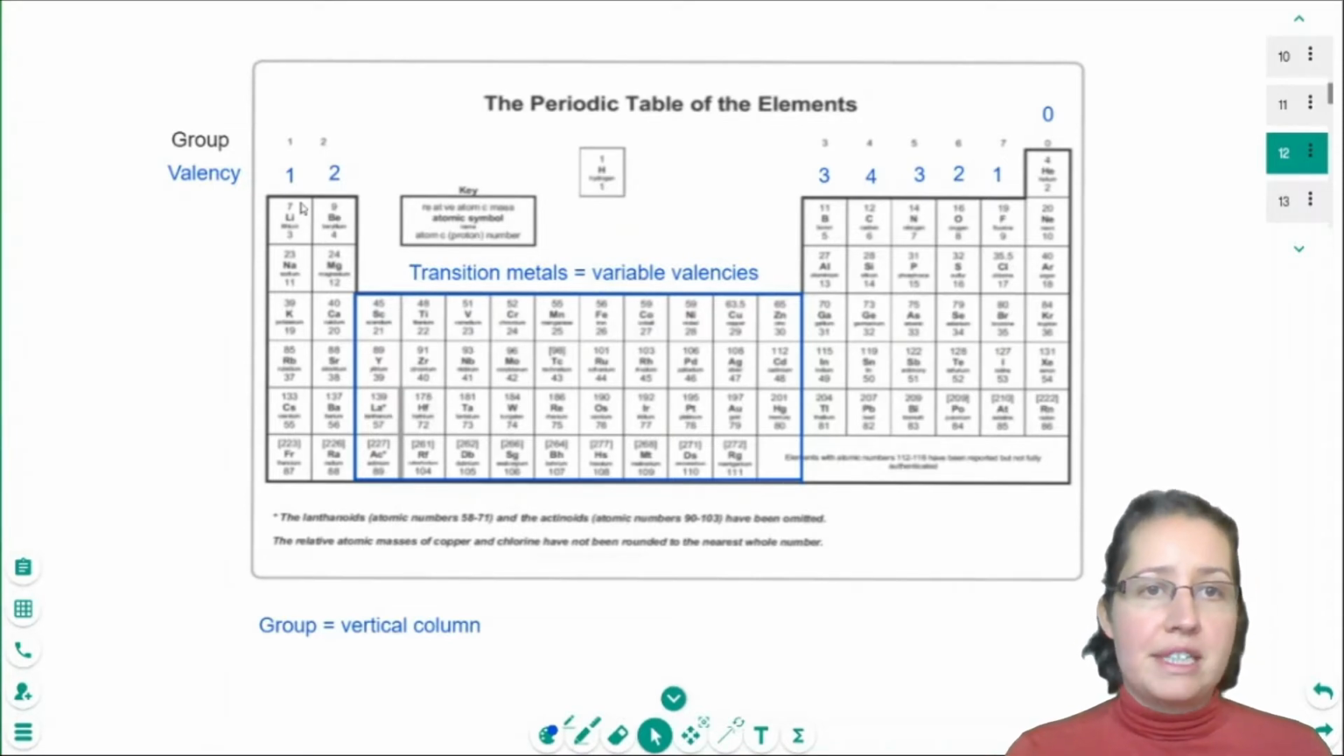If you've got a periodic table handy, and you will need one, I suggest that you write the valencies across the top so that you know the valencies for each group, as that's going to make the next part of the video much easier for you if you have a record of those valencies.